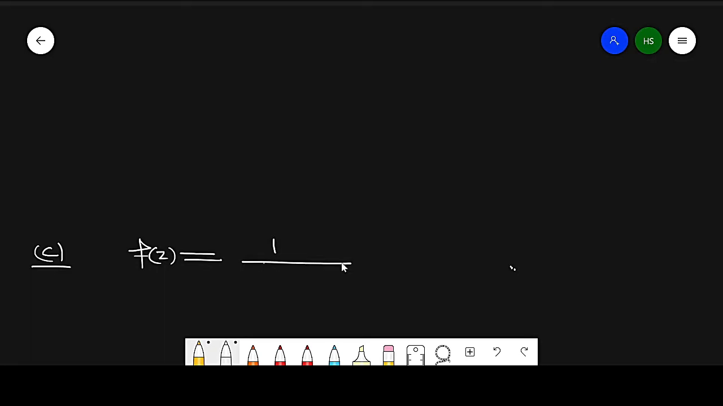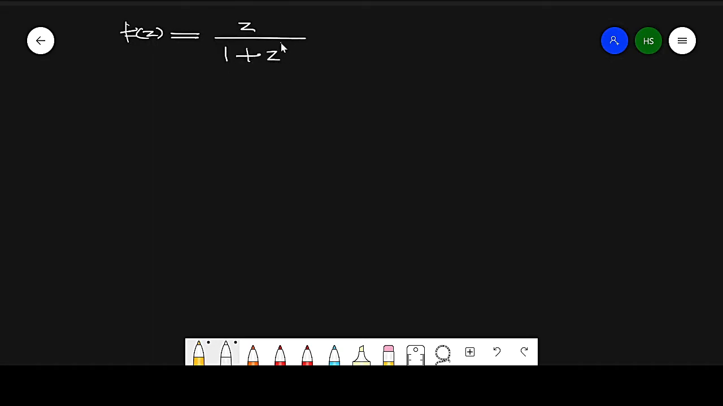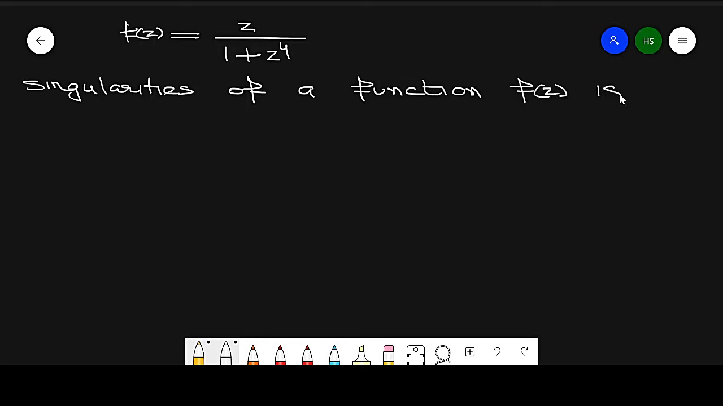So in the next question, the function is f of z, which is equal to z over 1 plus z raised to power 4. Now again on a similar line of action, the singularity of the function f of z is given by taking the denominator equal to 0.